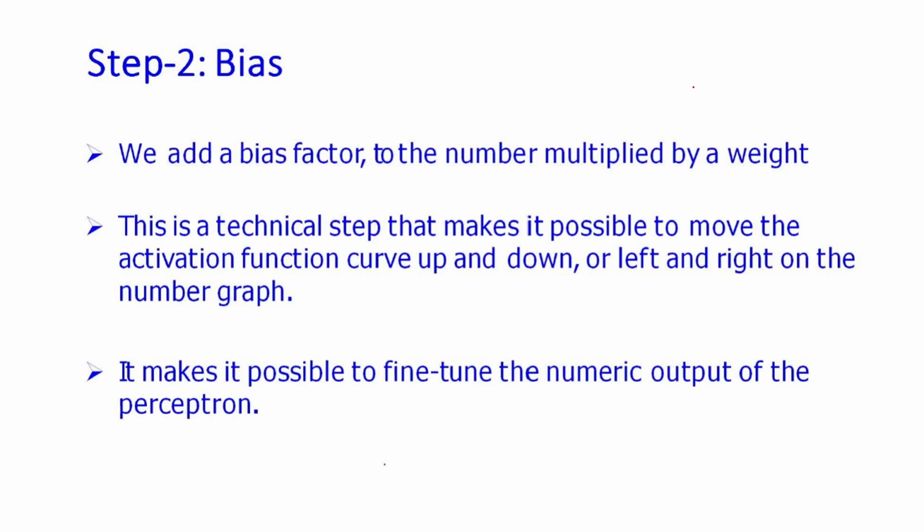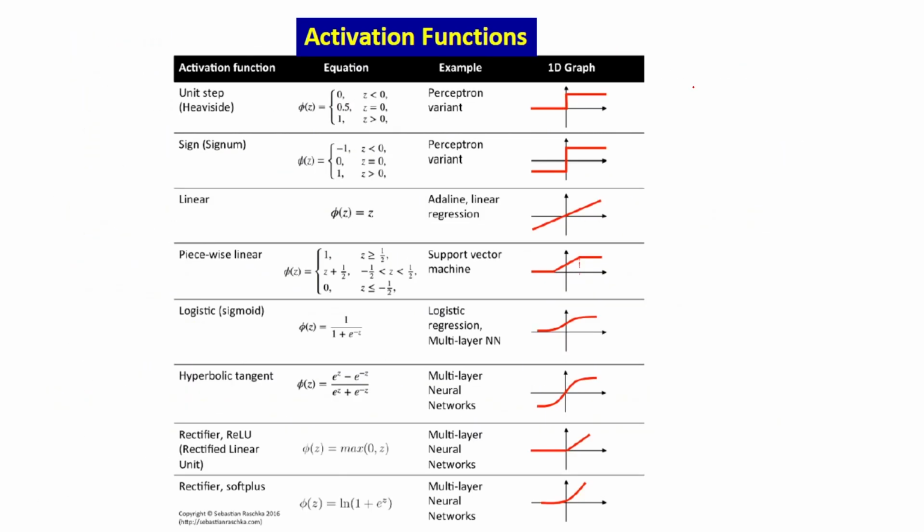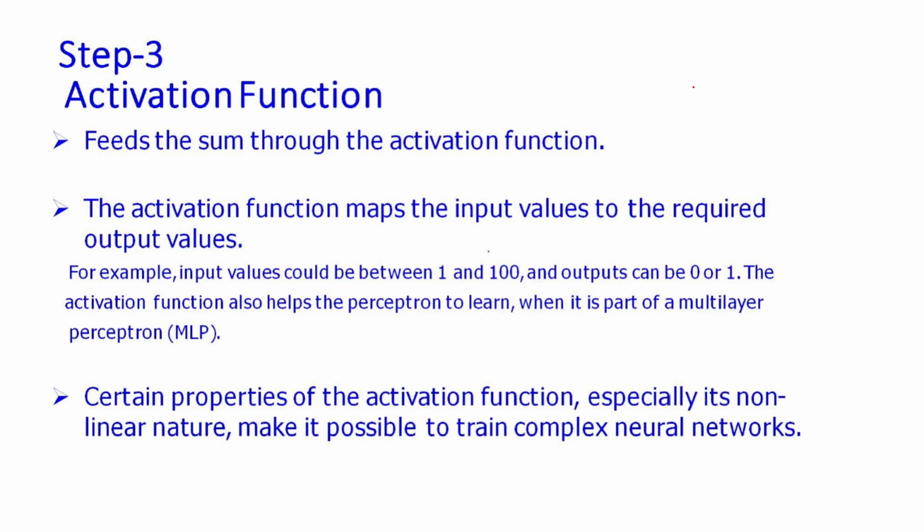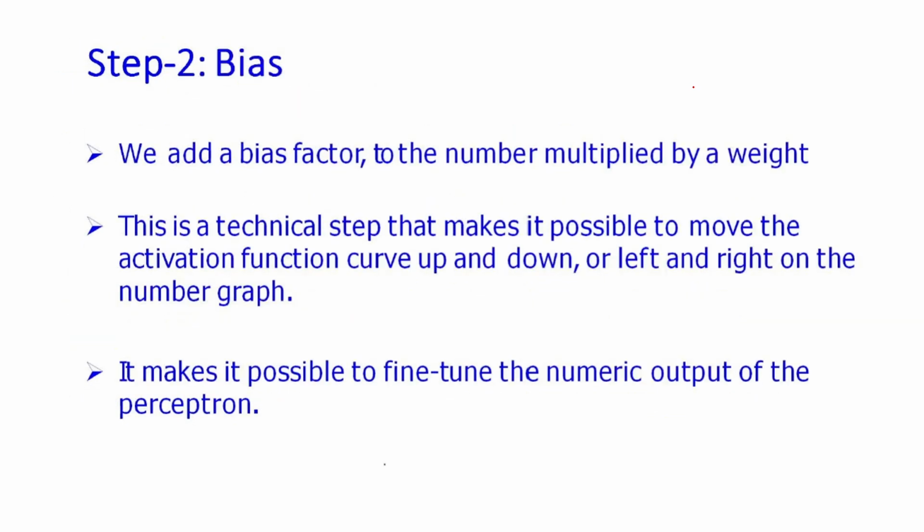So, we always add a bias factor, and sometimes it is multiplied by weights. This is a technical step, because it makes it possible to move the activation function curve up and down, left and right. Okay, you understand that activation functions can be moved up and down or sideways based on what kind of bias you are putting on your system. That is one of the things bias can do. It also makes it possible to fine tune the numerical outputs of the perceptron. Remember this, because the bias factor is very important in all neural networks. The selection of bias is another variable.